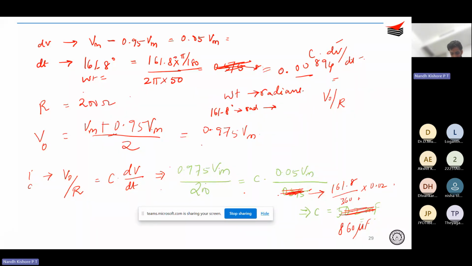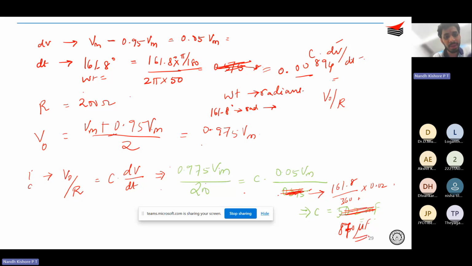0.975 divided by 200 into 0.00894. Yes, you are getting it. So you are getting around 870, around 870 microfarad.